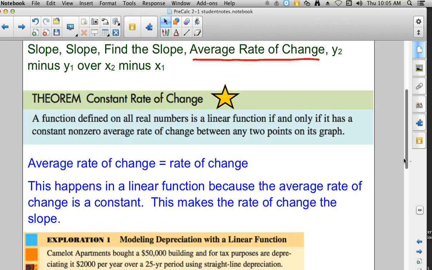So, constant rate of change: a function defined on all real numbers is a linear function if and only if it has a constant non-zero average rate of change between any 2 points on its graph. So it has a slope that's not zero is what they're saying. And average rate of change and rate of change are the same thing. This happens in a linear function because the average rate of change is constant, and this makes the rate of change the slope.